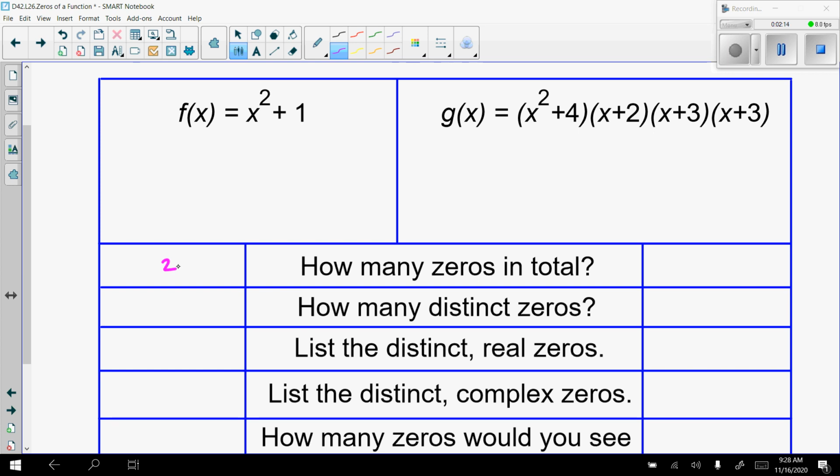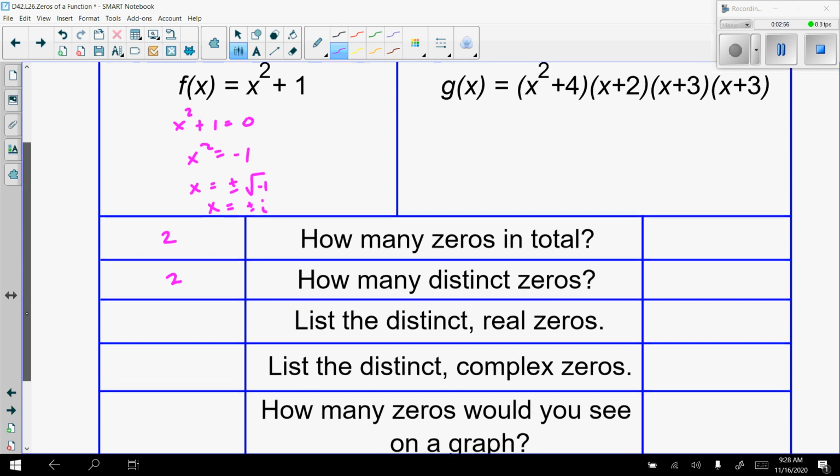Next, how many distinct zeros? Well, in order to do that, we need to find the zeros. So let's go ahead and do so. Let's take this function and set it equal to 0. Which of course, when we do that, we are getting plus and minus i. So how many distinct zeros are there? Distinct means different. There are 2.